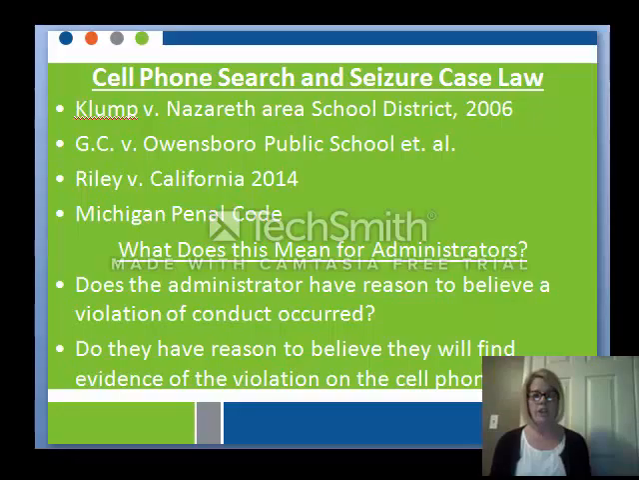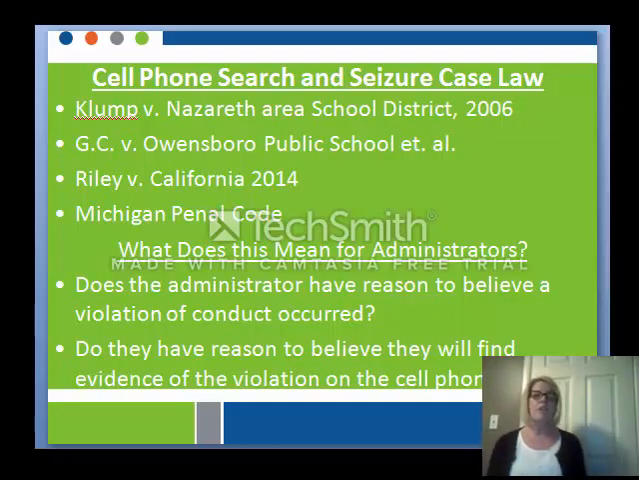But the court found that they could not dismiss the lawsuit because the school had no probable cause to continue to search the student's phone, and they were simply continuing to look for policy violators. And this is an invasion of that student's privacy.